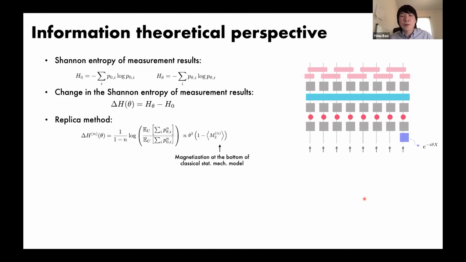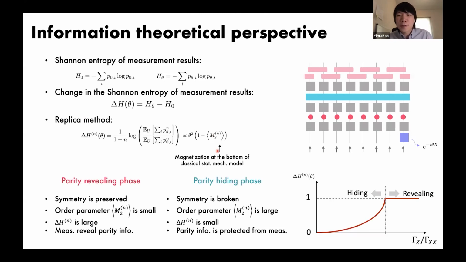It turns out we can use the replica method to map to a spin model, and this difference in the Shannon entropy can be related to the magnetization in the spin model, or in some sense the order parameter in the spin model. What is also important here is that it's actually 1 minus the order parameter, and this gives rise to the description of two phases. First, in the parity revealing phase, the symmetry is preserved, and the order parameter in this spin model is small. In this case, 1 minus the order parameter will be large, meaning the difference in Shannon entropy is large, and the measurement really revealed the information of parity. On the flip side, in the parity hiding phase, when symmetry is broken and the order parameter is large, the difference in Shannon entropy is small, meaning the parity information is protected from the measurement.